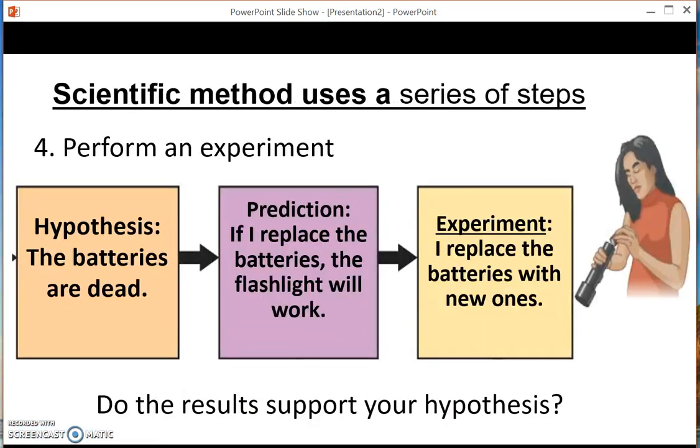And so at the next step there, okay, now that you've made this hypothesis, you've got your idea on trial, what do you do? You perform an experiment. And so what do you do for this case? I replace the batteries with some new ones, and then I test it out. In this one, it's really simple. You push the button and check. Does my flashlight work? That is my experiment. Replacing the batteries and seeing if that actually answers the hypothesis. So we're looking at, do these results actually support this hypothesis here?